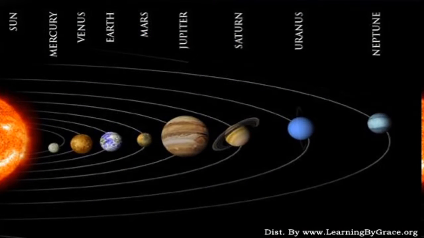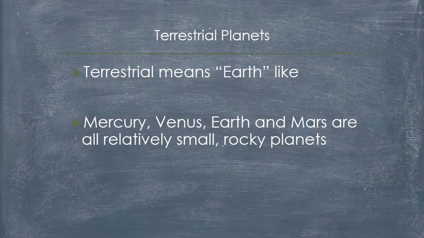Here's a diagram of the planets in order. You have our sun, and closest to the sun is Mercury. Moving out farther, the farthest from the sun is Neptune. The planets are broken up into 2 groups: the terrestrial planets and the Jovian planets. We'll get to the Jovian planets in just a minute.